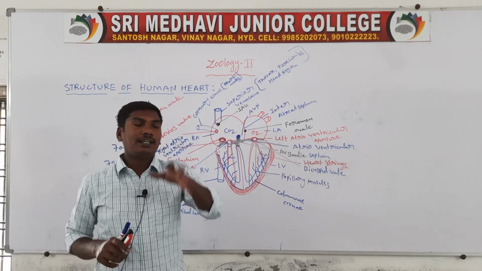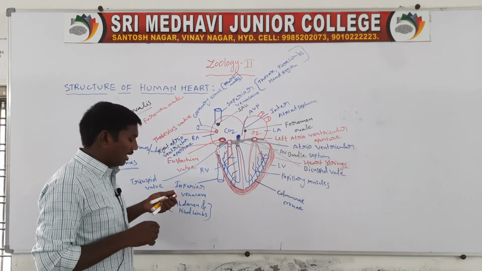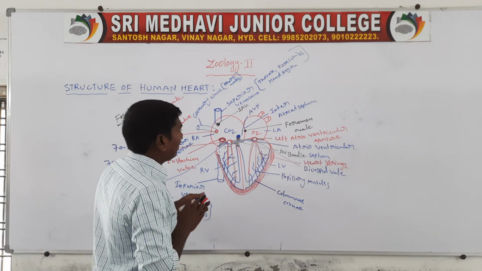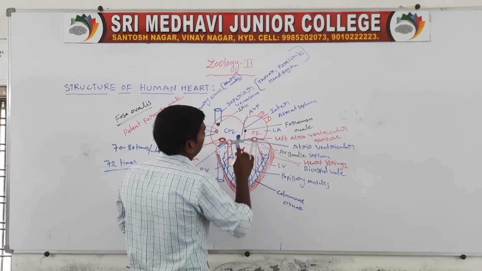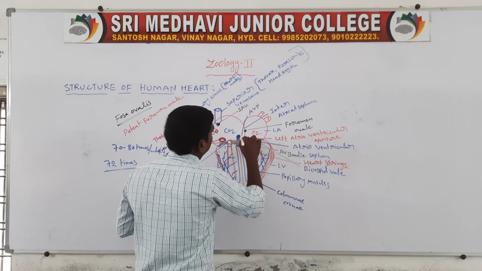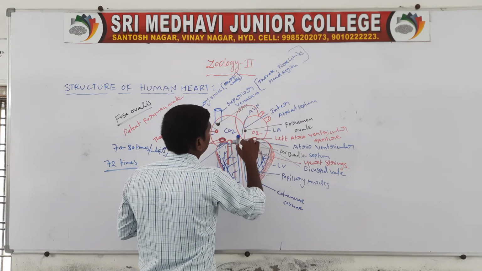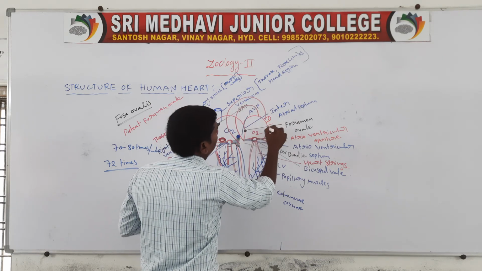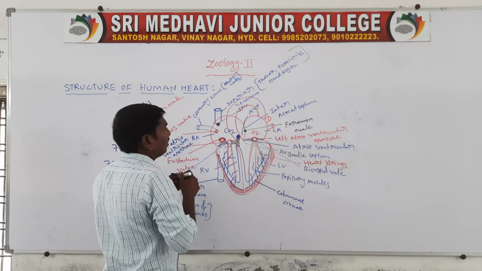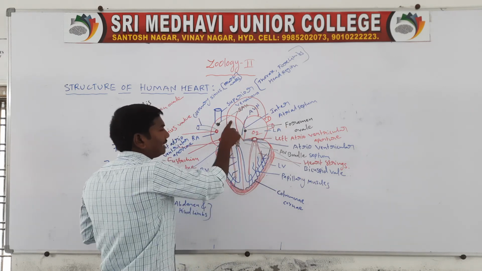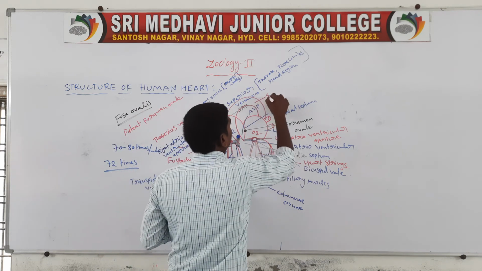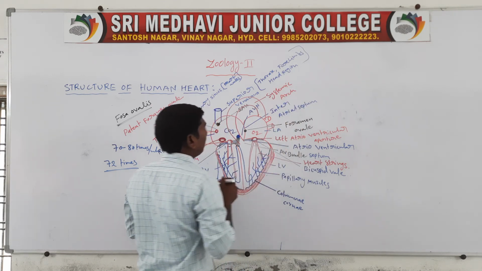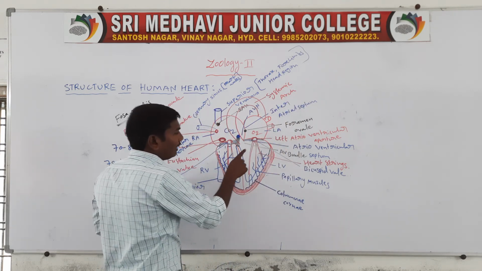Aortic arches. The human heart contains two aortic arches. One is the pulmonary arch, another one is the systemic arch. First one, systemic arch. The systemic arch arises from the left ventricle.